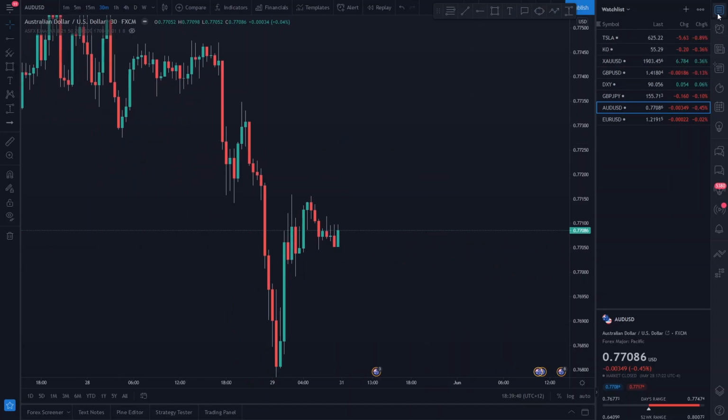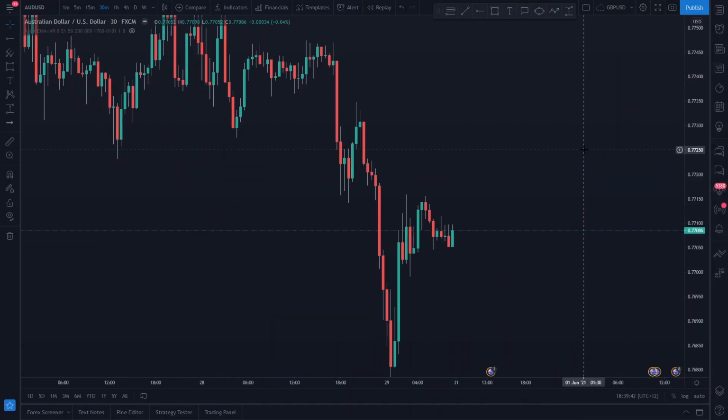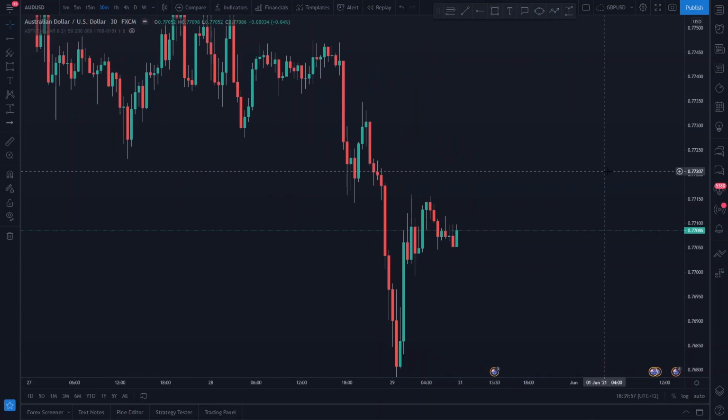So what we're focusing on is analyzing the charts. Once you know how to analyze these charts, it doesn't really matter if it's crypto, if it's stocks, or if it's Forex. You can apply the skill set, the same logic applies to every single chart.